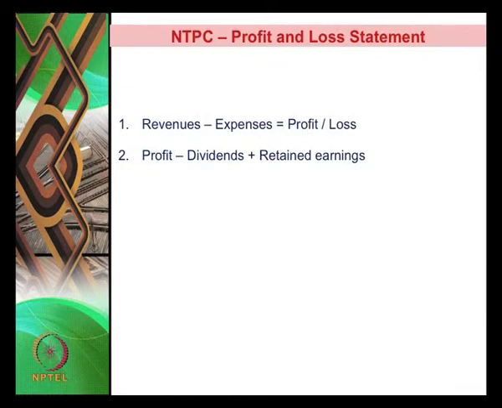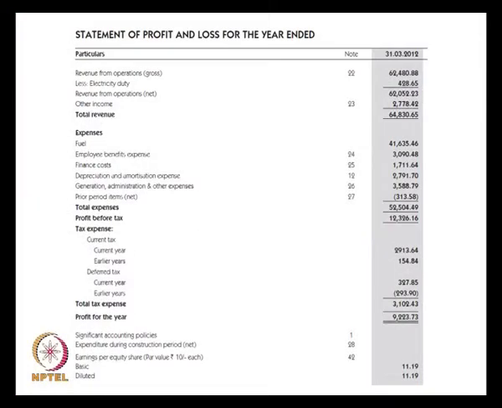Now let us look at a snapshot of the profit and loss account of NTPC. Now the top line states the statement of profit and loss for the year ended. So if you look at the first line in the balance sheet and compare it with the first line in the profit and loss account, there is a big difference. Now what is the difference? The balance sheet stated that the balance sheet was as at a particular period, but if you look at the profit and loss account, it clearly states it is for the year ended. So in essence, the profit and loss account is prepared for a particular duration, for a particular period, and it is not as at a point in time.